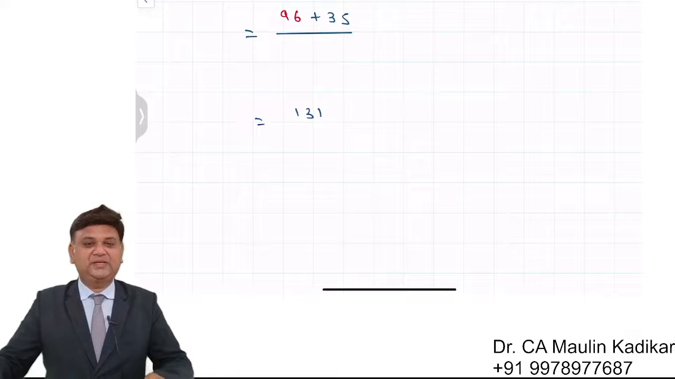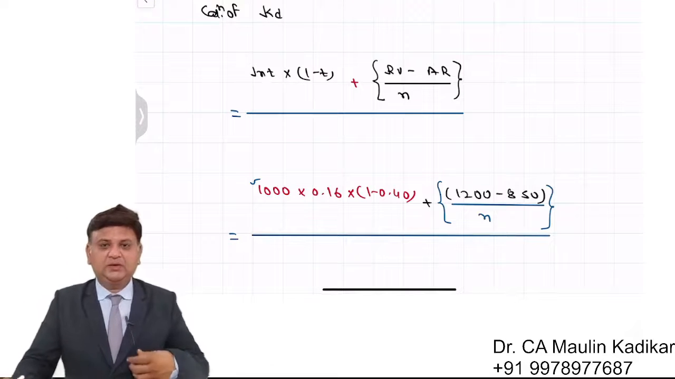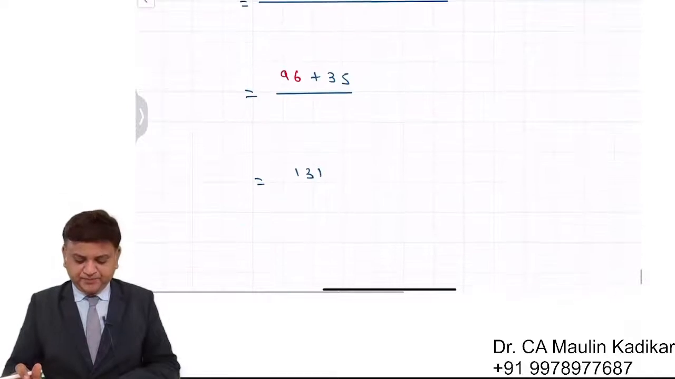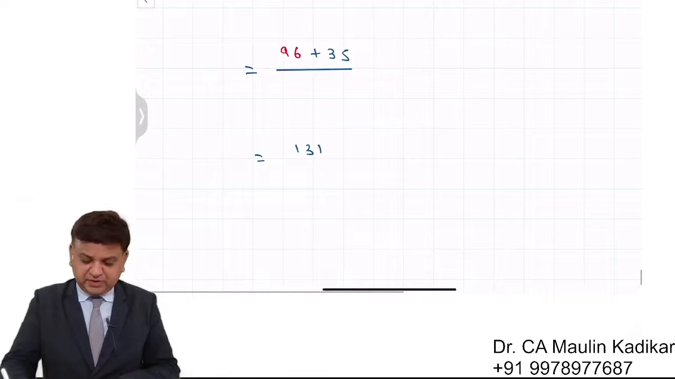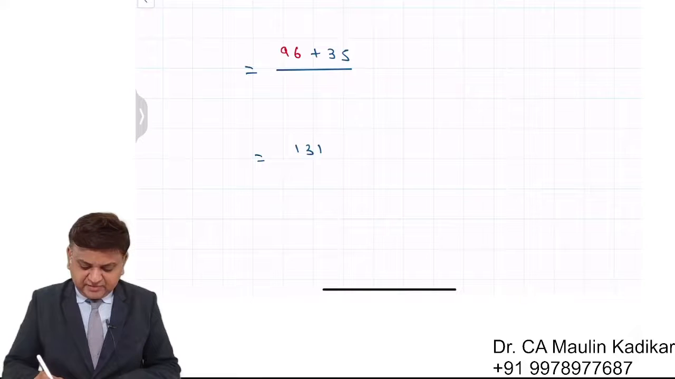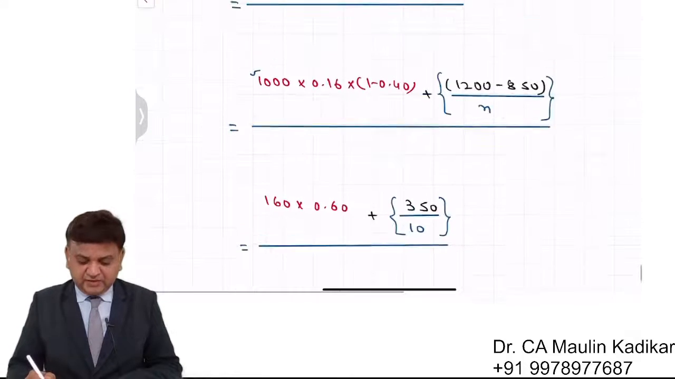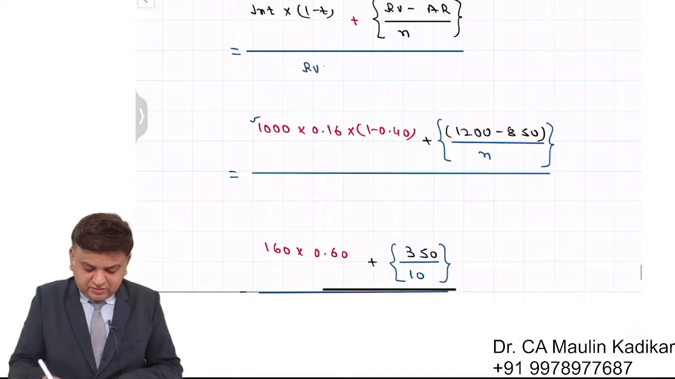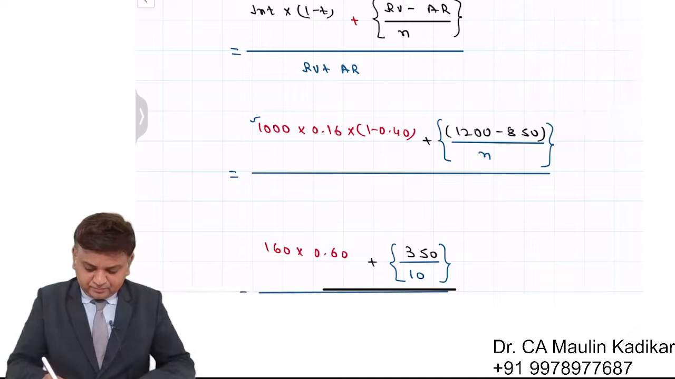This is what we understand. Now the numerator is the cost, that is what we understand logically. It is an amount of rupees 131 divided by, friends, it will be divided with the amount like this: redemption value plus amount received divided by 2.